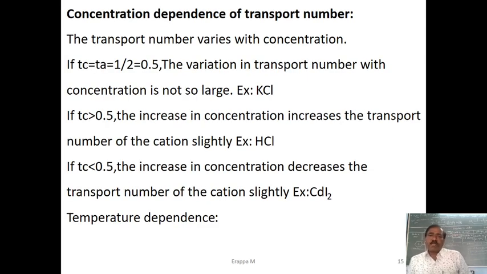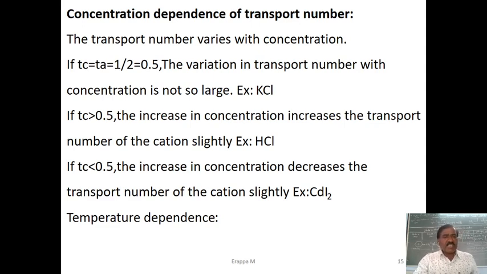Concentration dependence of transport number. The transport number varies with concentration. If Tc is equal to Ta, that is 0.5, the variation of transport number with concentration is not so large. That means transport number of cation is equal to transport number of anion, that is equal to 0.5. Example, you can take KCl. In this case, K plus ion is equal to Cl minus ion, that is Ta is equal to Tc.